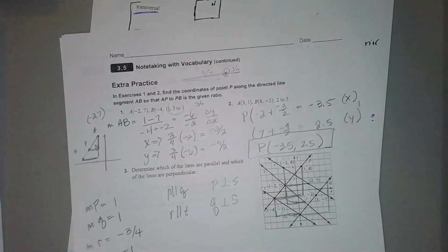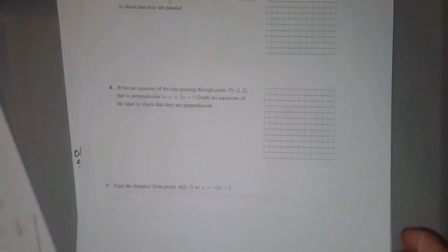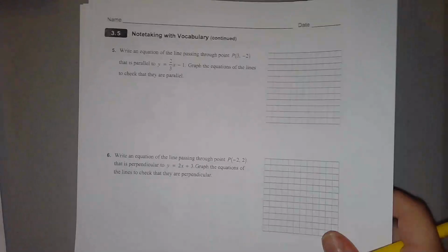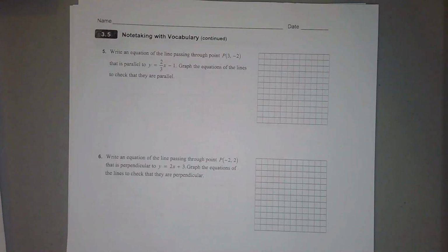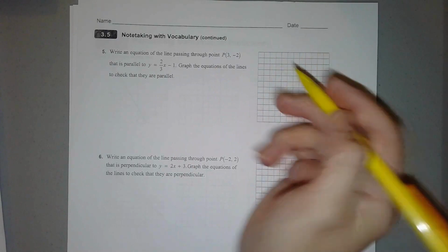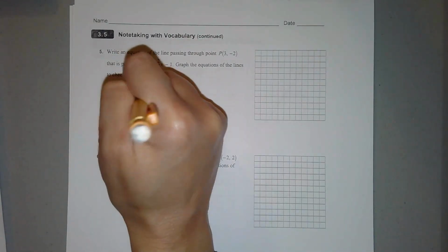All right, let's have some more fun. We're on the next page, so page 90. 3 more problems. All right, so this one says, write an equation of a line passing through a point that is parallel to this other one, and then graph the equations of the lines to check that they're parallel. So you probably did this in Algebra 1. If you don't remember how to do it, then this is kind of your refresher.